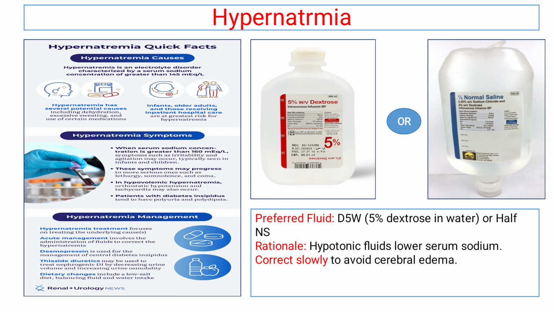In patients with hypernatremia, we should use dextrose 5% in water or half normal saline. We use hypotonic fluids because they lower the serum sodium, and we should always correct it slowly to avoid cerebral edema.